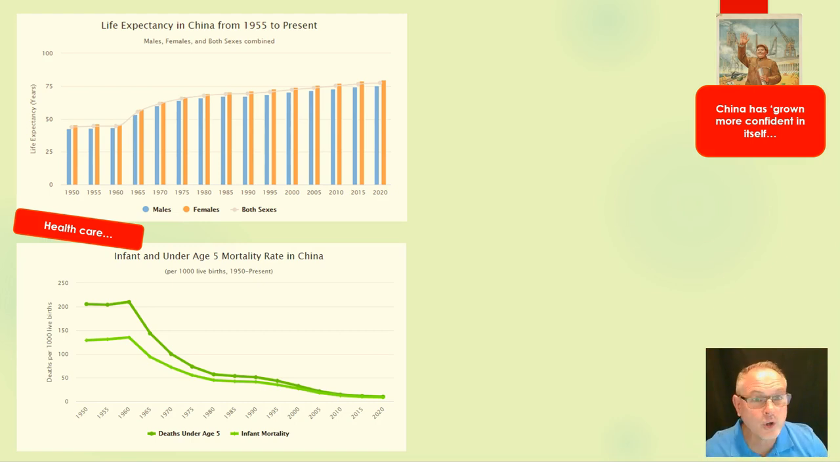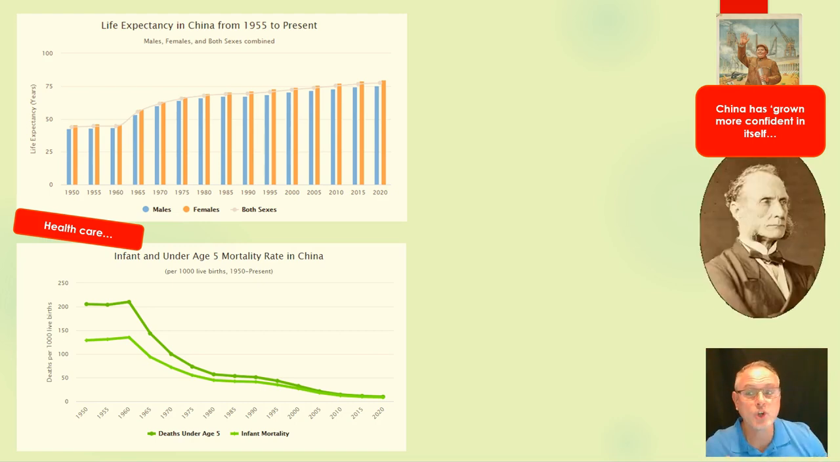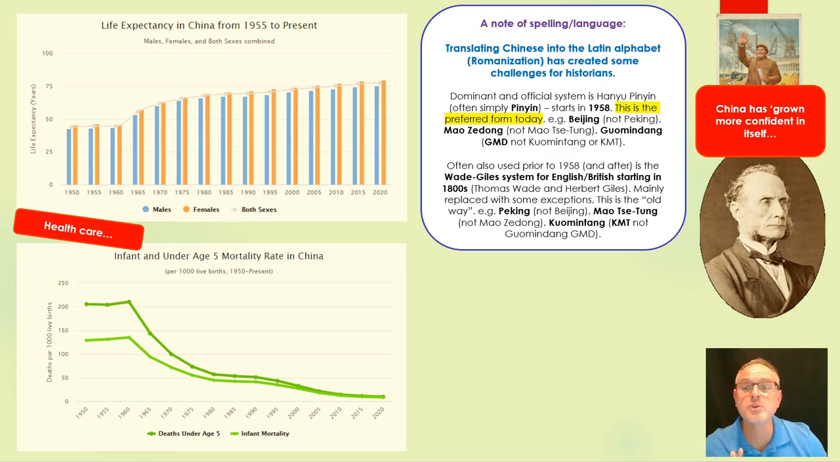China has grown more confident in itself. China has rejected this British domination, this Western imperial domination and influence that existed in it up until 1911. Under the Chinese communists, that's moved. And we can see that represented in a very important thing for you to know.